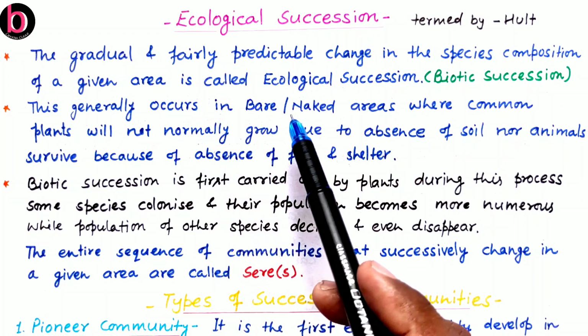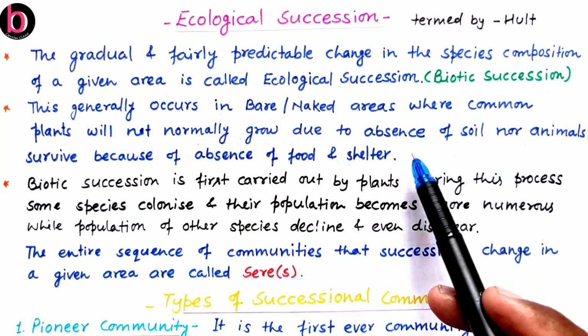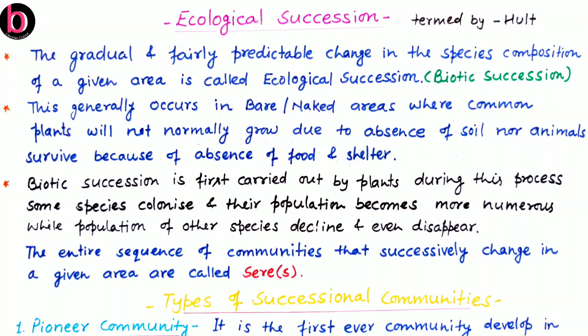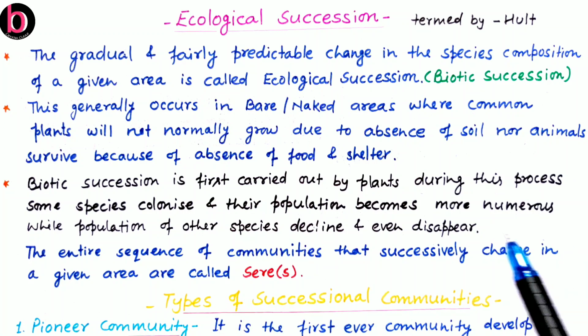This succession generally occurs in bare or naked areas where common plants will not normally grow. Why? Because of the absence of soil, and if there is no soil, then vegetation is not possible, and there is no chance for the survival of animals because there is an absence of food as well as shelter. Biotic succession is firstly carried out by plants. During this process, some species colonize and their populations rapidly grow and become numerous, while at the same time the populations of other species decline and they may even disappear. The entire sequence of communities that successively change in any given area is also called a sere.